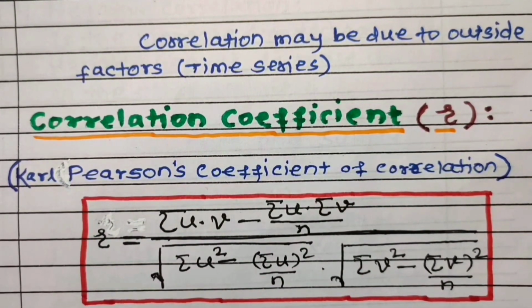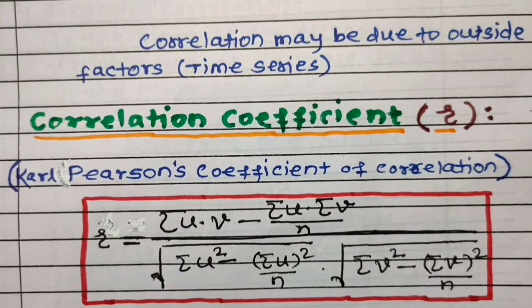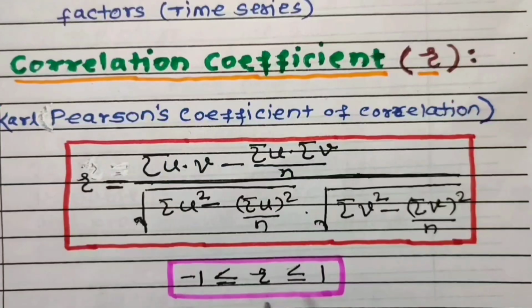Remember this. Now r is nothing but coefficient of correlation, and it lies between -1 and 1. Means smallest value of coefficient of correlation is -1 and largest value of coefficient of correlation is 1. So we can write this relation: r lies between -1 and 1, or -1 is less than or equal to r less than or equal to 1.